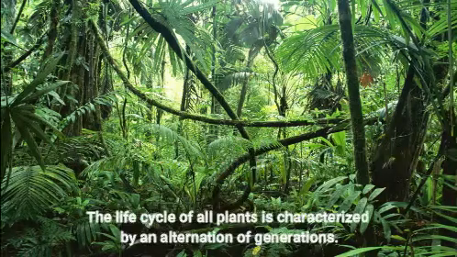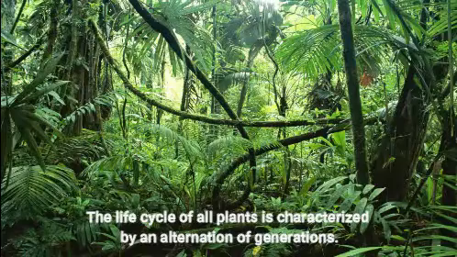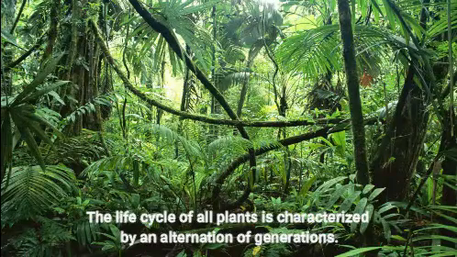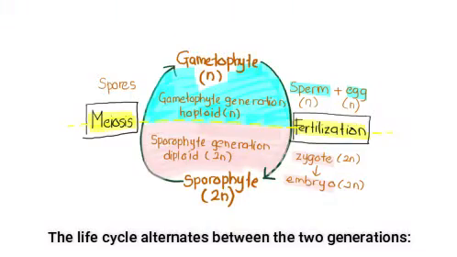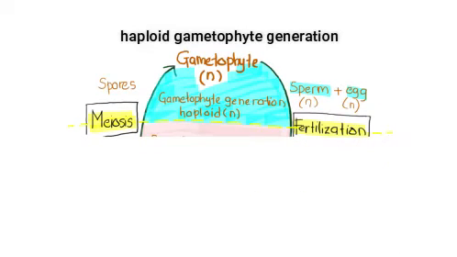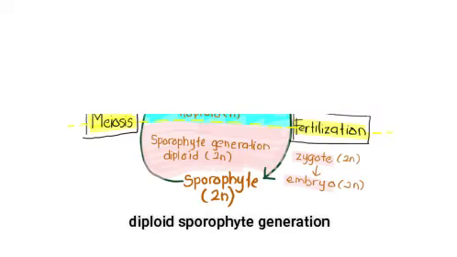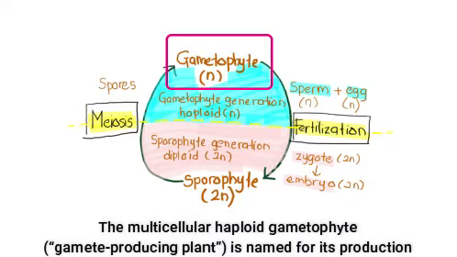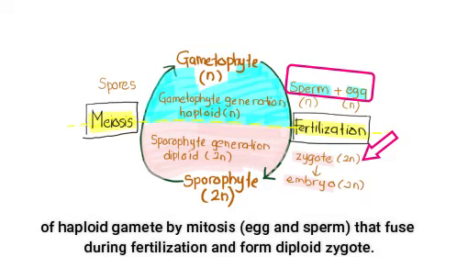The life cycle of all plants is characterized by an alternation of generations, and their life cycle alternates between two generations, which are the haploid gametophyte generation and the diploid sporophyte generation. The multicellular haploid gametophyte, which is also known as the gamete-producing plant, is named for its production of haploid gametes by mitosis, which are egg and sperm that fuse during fertilization and form a diploid zygote.